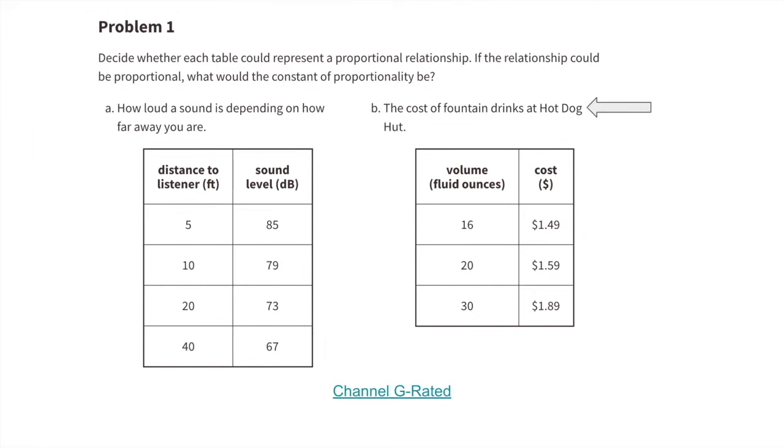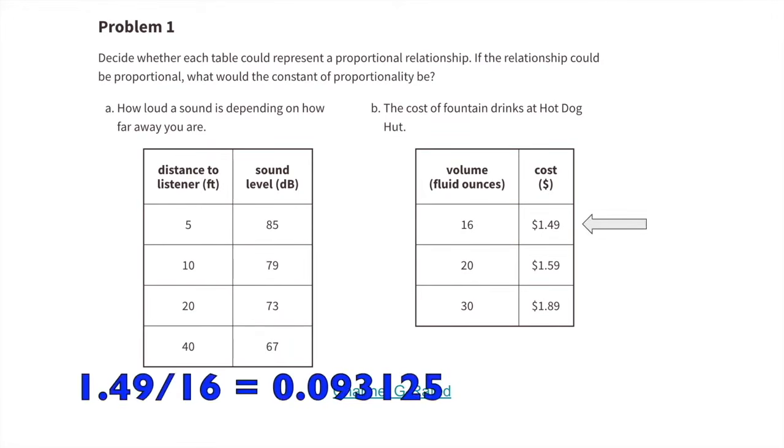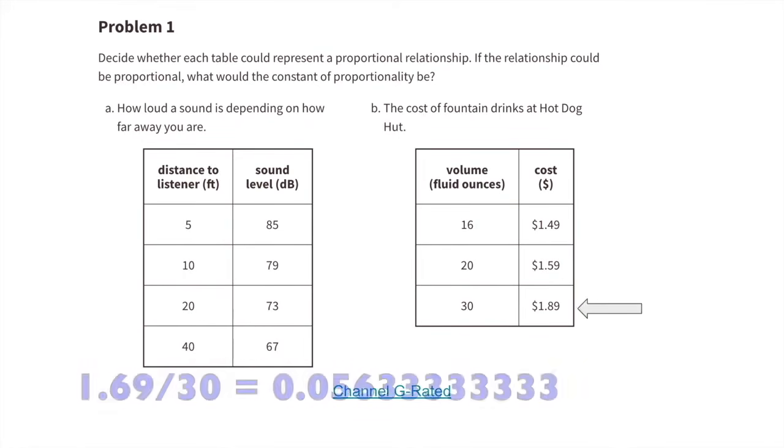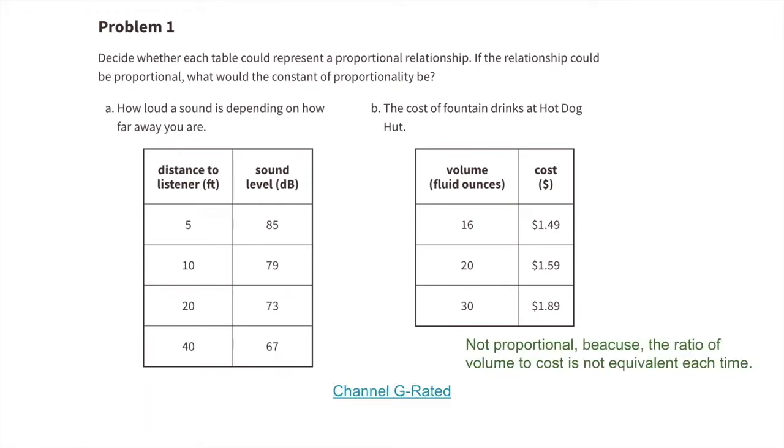B. The cost of fountain drinks at Hot Dog Hut. A ratio of 16 ounces to $1.49, 20 ounces to $1.59, and 30 ounces to $1.89. These are not proportional because the ratio of volume to cost is not equivalent each time.